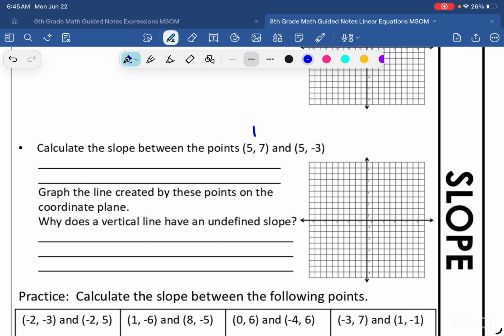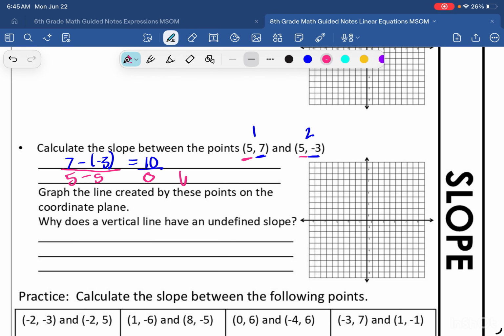So we'll just say 1, 2. I got to do my y's first. So 7 minus a -3. 7 minus -3 is 10. So that's my numerator. Denominator is going to be 5 minus 5. 5 minus 5 is 0. So I have 10 divided by 0. I cannot divide by 0.